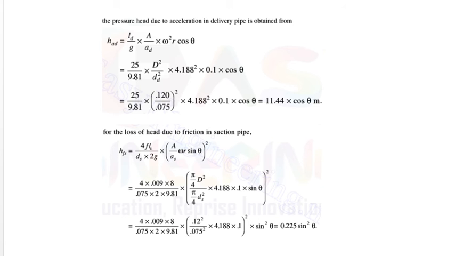Now we can calculate head loss due to friction. Head loss due to friction can be calculated with the help of this formula, that is 4f Ls by ds into 1 by 2g, into (capital A upon As, omega r sin theta) whole square. This formula we had derived in the video of the indicator diagram. Here this Ls is the length of the suction pipe, this ds is the diameter of the suction pipe, and this As is the cross sectional area of the suction pipe. After putting all the values in this formula, you can get the head loss due to friction in suction pipe in the form of sin theta.